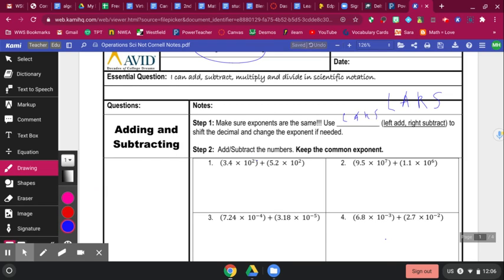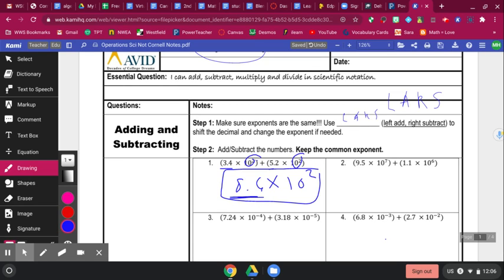All right, so number one, we're going to look at our exponents and say, oh, well, those are the same, so we're going to keep those. So we're going to have 10 to the second. And then we're going to add our factors. So we're going to add 3.4 and 5.2 to get 8.6 times 10 to the second. And because this is between 1 and 10, we can keep it just like that.